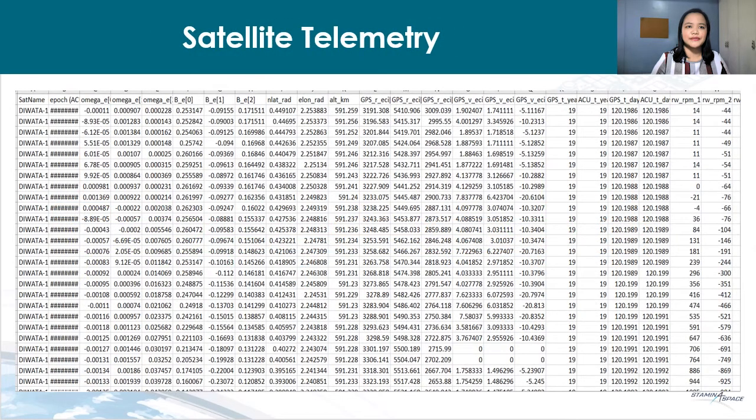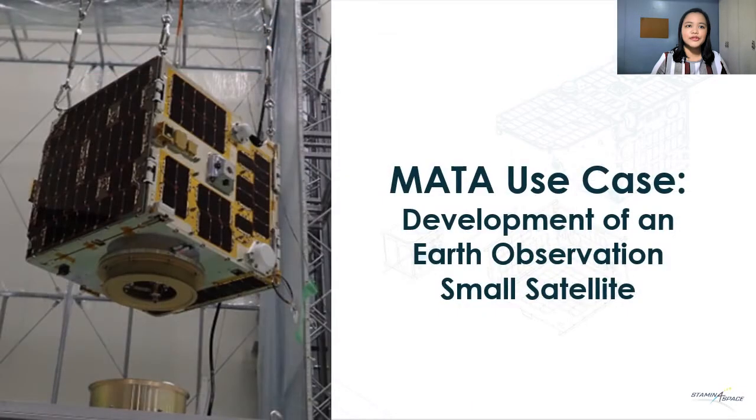Next is the telemetry. Satellite telemetry is the recording and transmission of data from the satellite to the ground station. One of the main challenges in using telemetry is how to interpret the data and give significant insights to end users. Hence, the creation of our simulation software, MATA. Now, I will be discussing how MATA's operation modes can be used in the development of small Earth observation satellites.